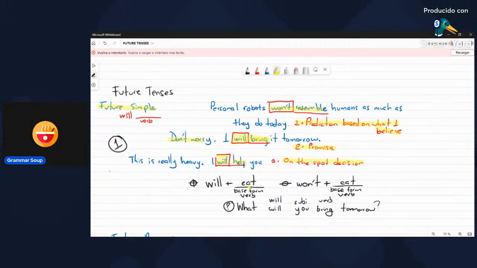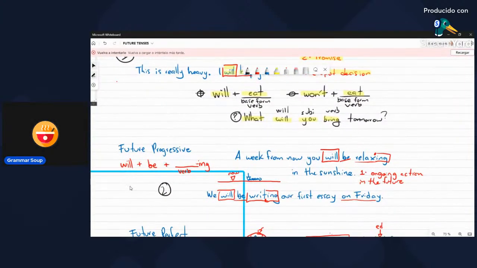And in order to make an affirmative sentence, we say will and the base form of the verb. We don't have to conjugate it so much. We just use the auxiliary won't if it's a negative, and the base form of the verb. If you want to make a question, you follow the same structure: WH word, with the auxiliary, subject, and then the action. So that is the future simple.